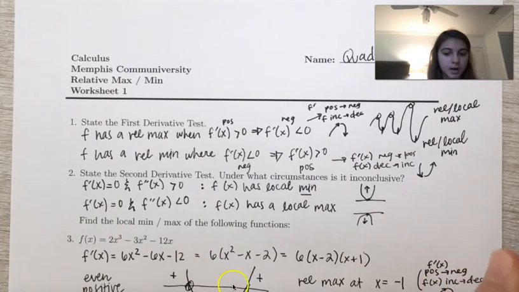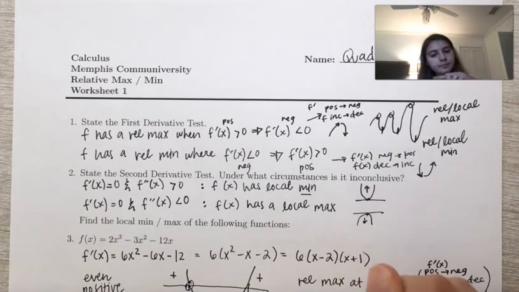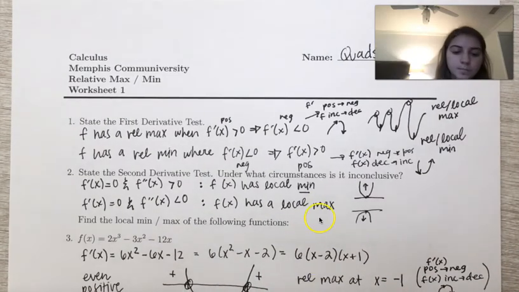Because remember, this is f prime. So this point right here does not look like a maximum, but it is because it's positive. So f is increasing, then to negative, f is decreasing. And you'll be able to see my words in a moment when I realize that my video is not working and move it off the page.